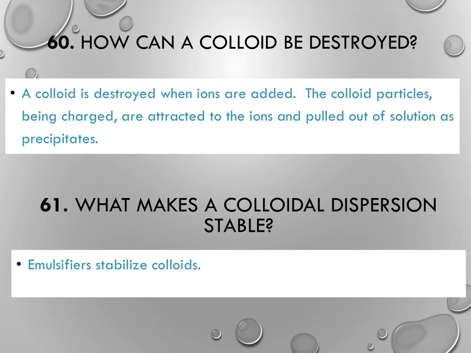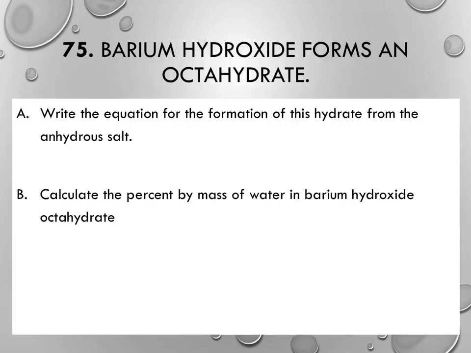In 61, it says, what makes a colloidal dispersion stable? Emulsifiers, you could have also said surfactants. That would be okay too. Those things tend to stabilize colloids and allow miscible or immiscible liquids to mix together and produce that colloidal dispersion.